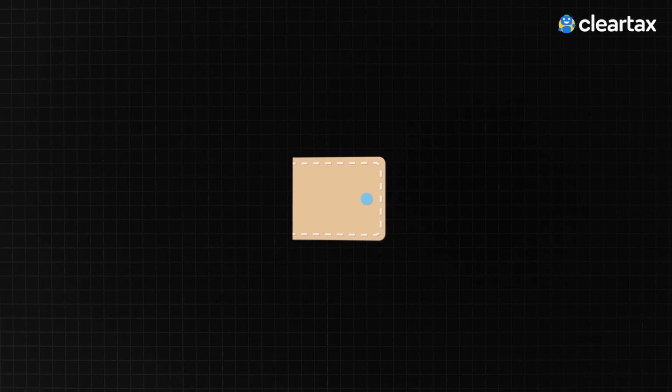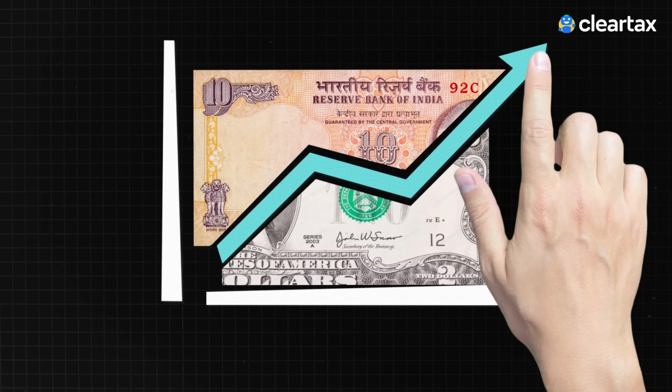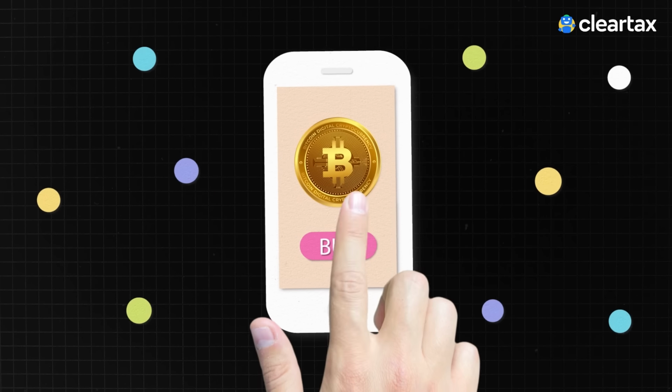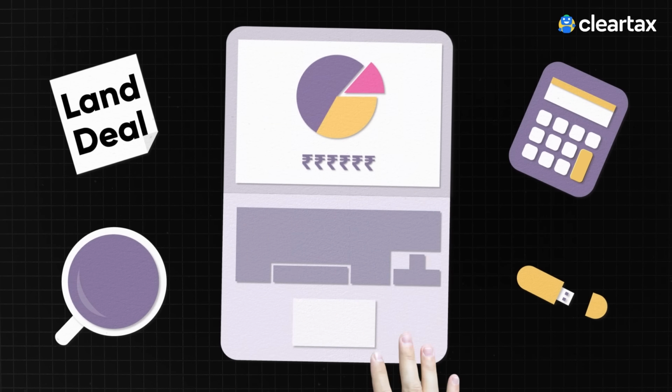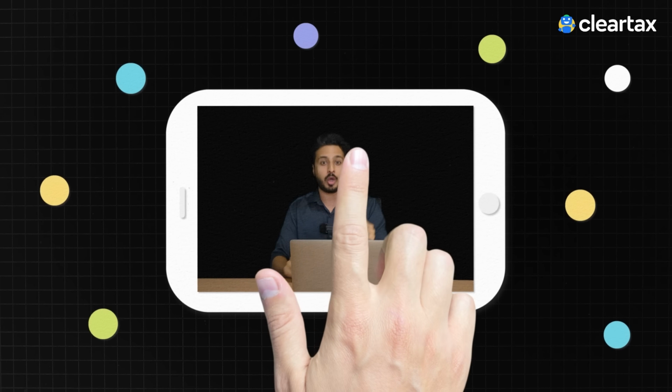If you're someone who has income from salary along with capital gains from investments in domestic and foreign stock markets or crypto or bonds or from sale of land and property, then watch this video till the end to know how to file ITR-2 on ClearTax.